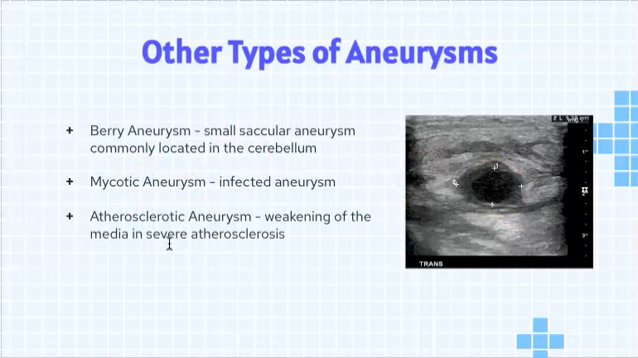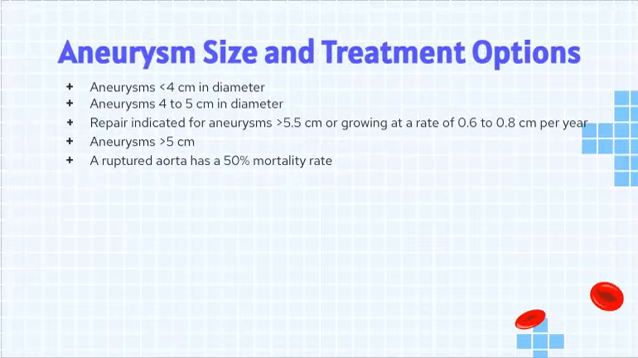There's also an atherosclerotic aneurysm, which is just the weakening of the media in severe atherosclerosis, or severe buildup of plaque. Again, this is just a little bit of a review for y'all, but I listed them out just so y'all could kind of refresh your memory.